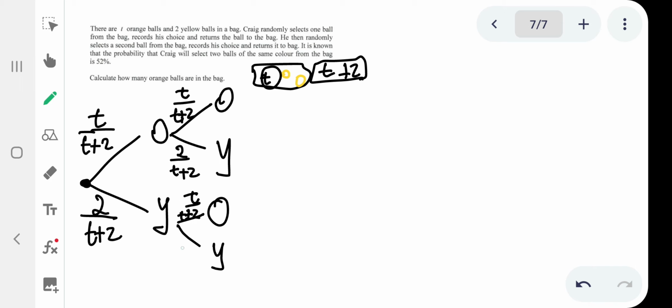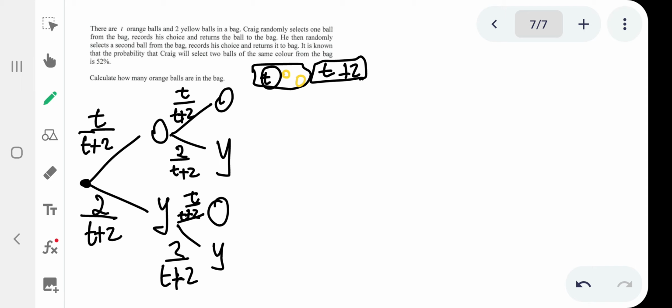But what is the probability of getting a yellow ball? That is 2 over t plus 2. Why? Because if you pick yellow at first, you put the yellow ball back inside the bag, and there are still 2 yellow balls, and the total number of balls inside that bag is still t plus 2, right?